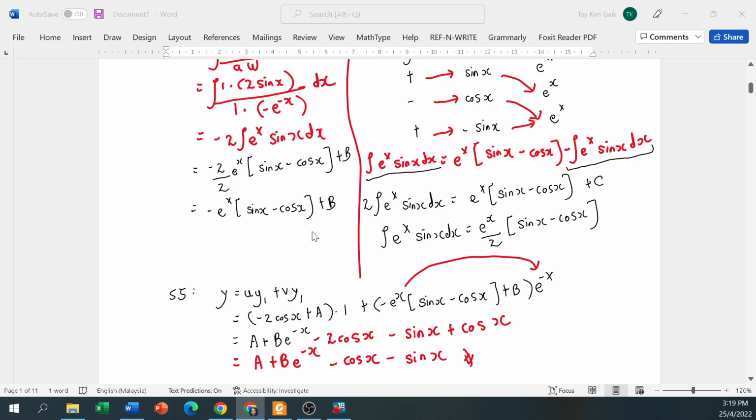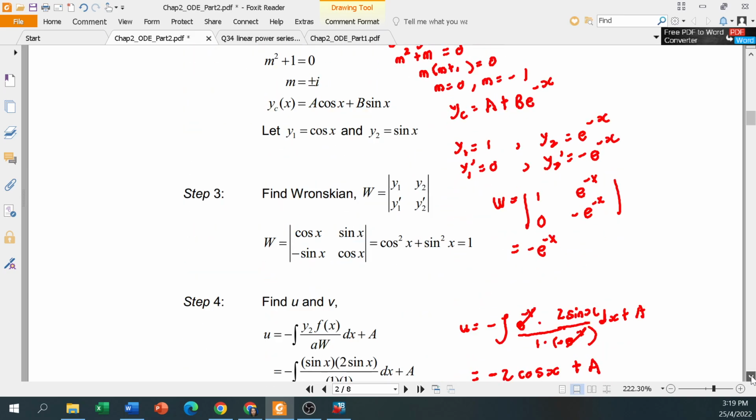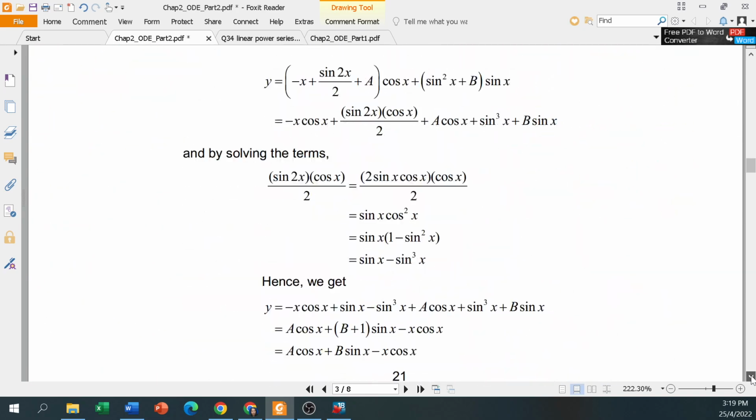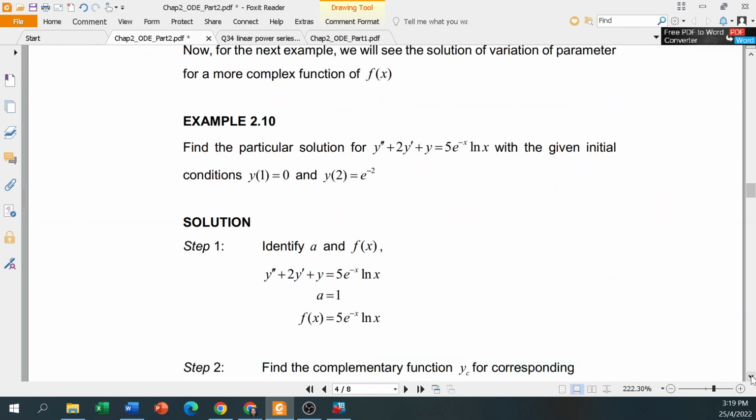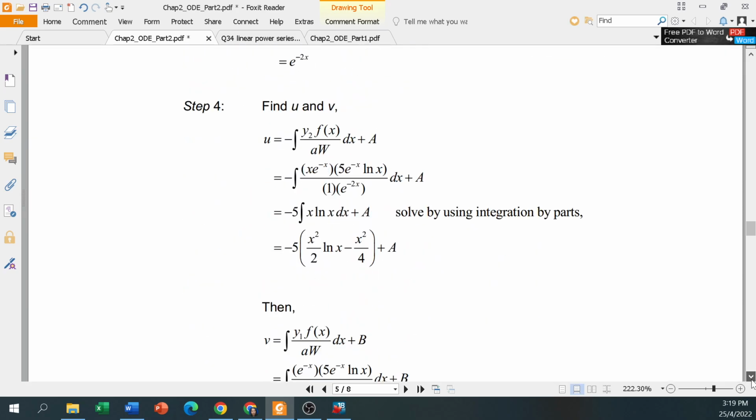Is it clear? Example 2.9 is where you want the same solution, changing dy/dx to y. After that, example 2.10 has a mistake.